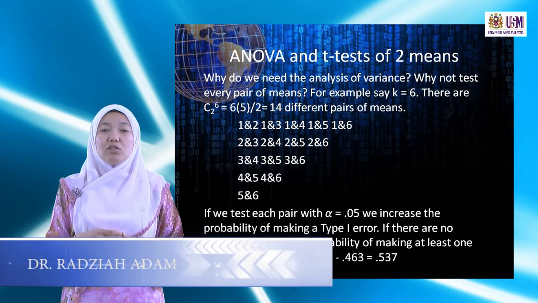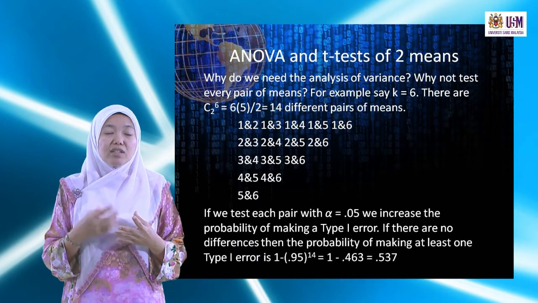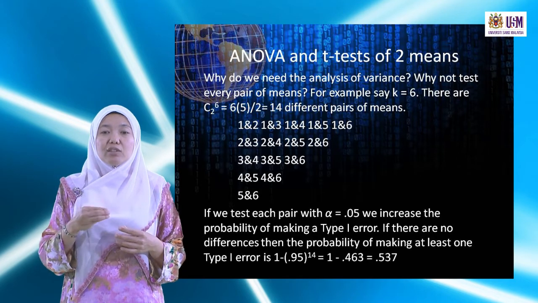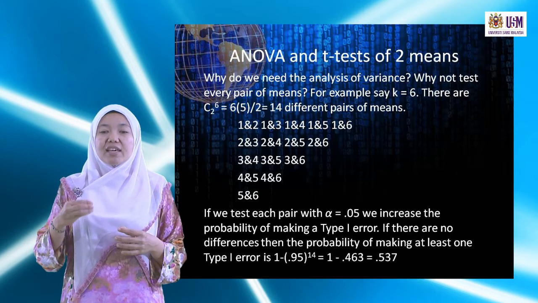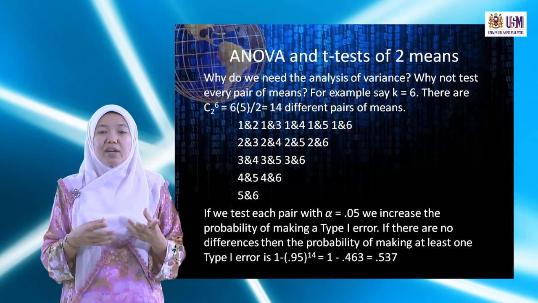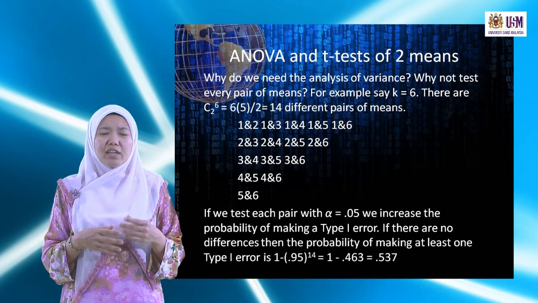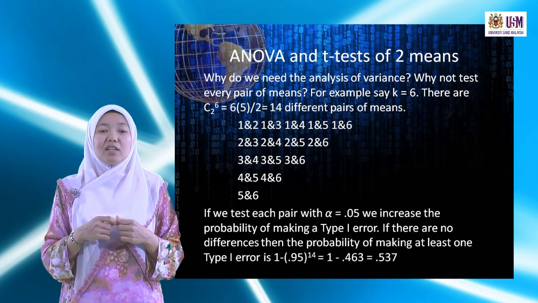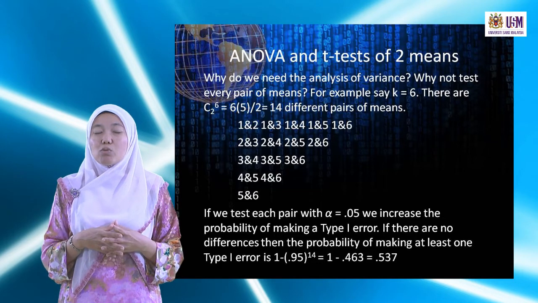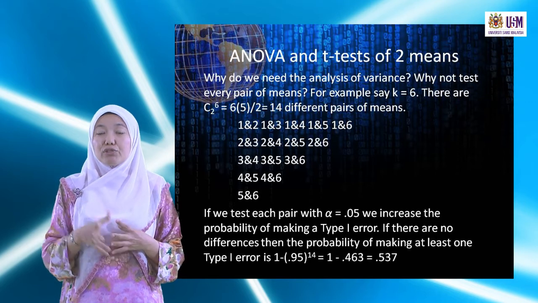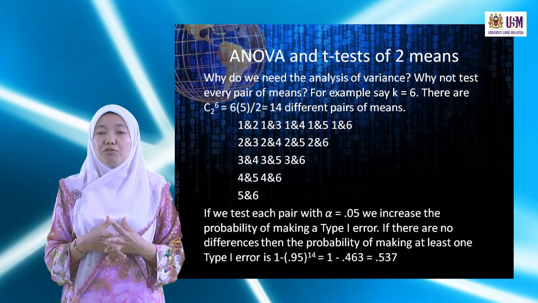In this case, if you were doing the t-test for two means, you would need to test each pair with the level of significance alpha equal to 0.05. So you will increase the probability of making a type 1 error. If there are no differences, then the probability of making at least one type 1 error is given by 1 minus 0.95 to the power of 14. So you have your probability of making at least one error as 0.537, which is very high indeed. So instead, we limit the probability at 0.05.